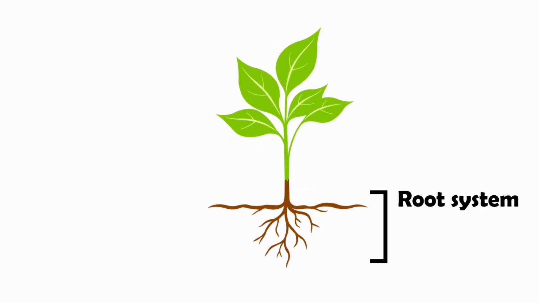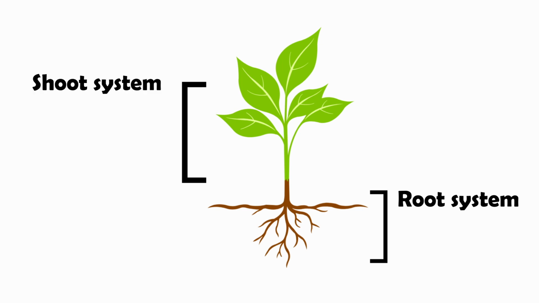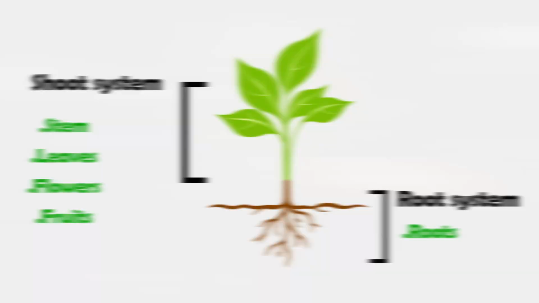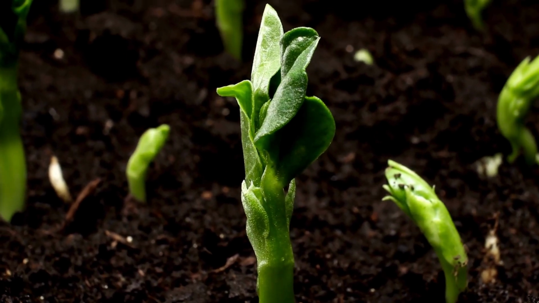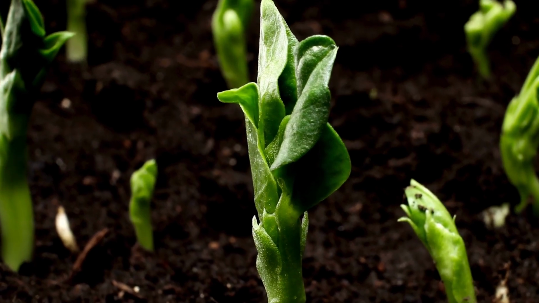The first is the root system, which is usually found below ground. The second is the shoot system, which is found above ground. The root system includes the roots. The shoot system includes the stem, leaves, flowers, and fruits. Together, these systems allow the plant to grow, reproduce, transport nutrients, and survive in its environment.